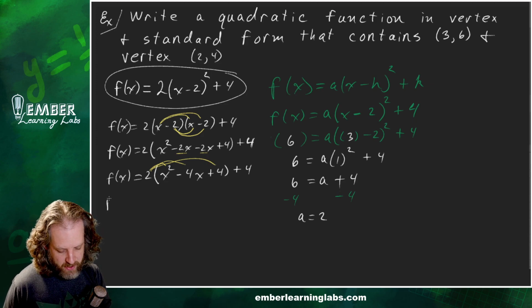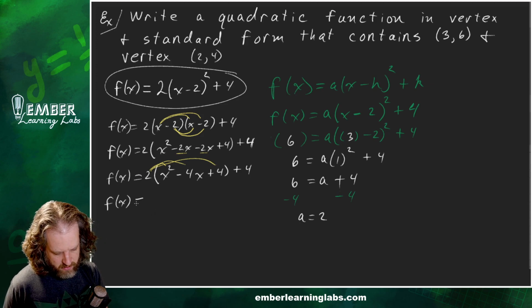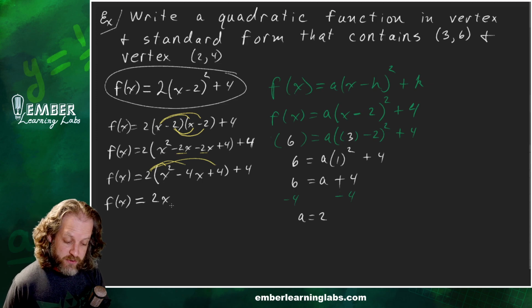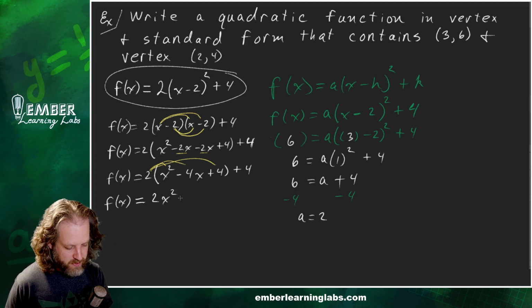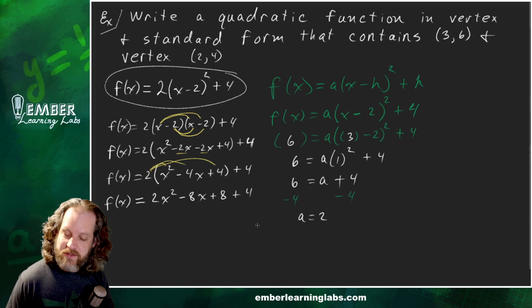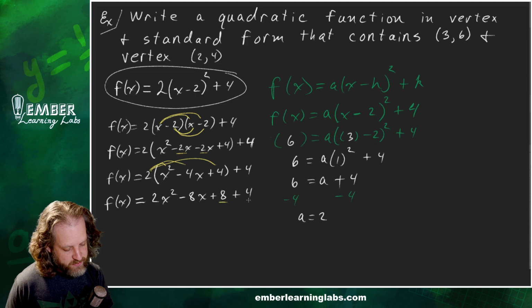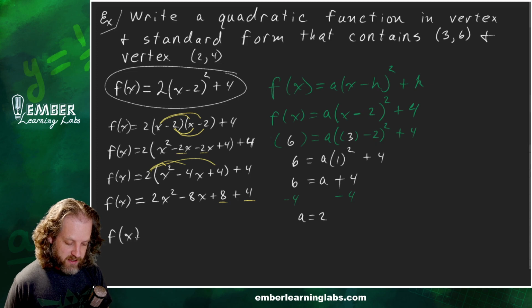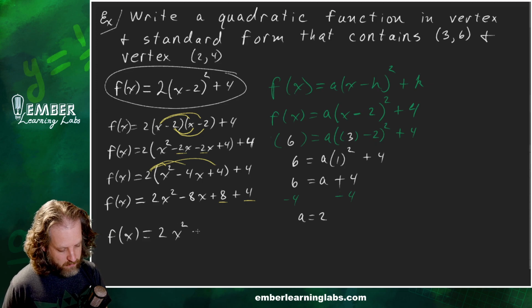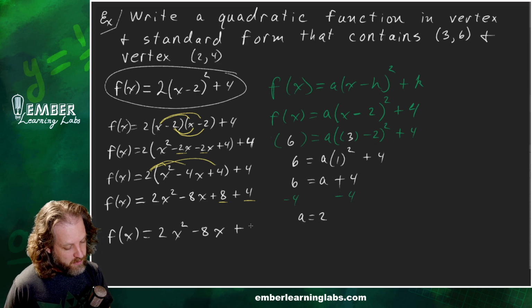And so f of x equals 2 times x squared is 2x squared. 2 times negative 4x is negative 8x. 2 times 4 is 8. Bring down the plus 4. We don't need those parentheses anymore. Do we have any like terms? Yes, in fact, we do. So our final answer for standard form is f of x equals 2x squared minus 8x plus 12.